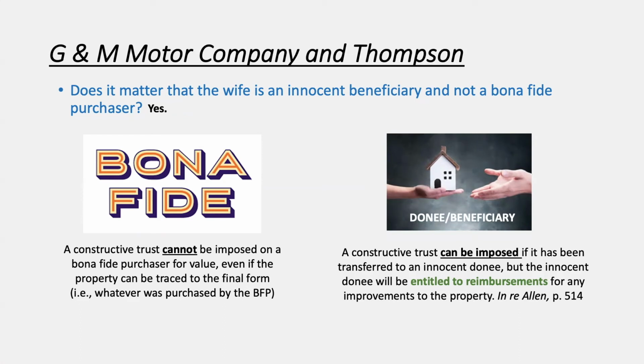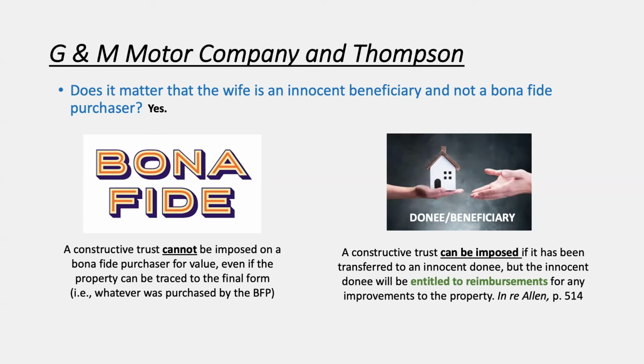And so a constructive trust can be imposed if it's been transferred to an innocent donee. But in that case, if there were any improvements, like if the life insurance proceeds were used and invested into another account, the innocent donee will be entitled to reimbursements for any improvements to that property.